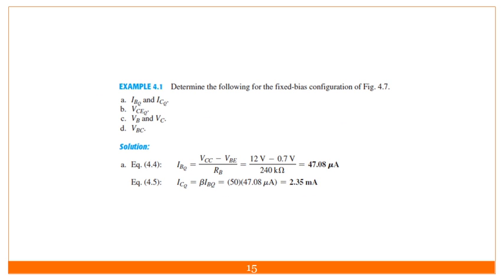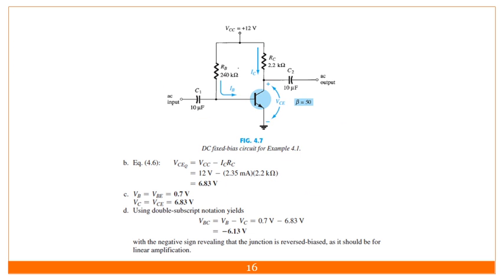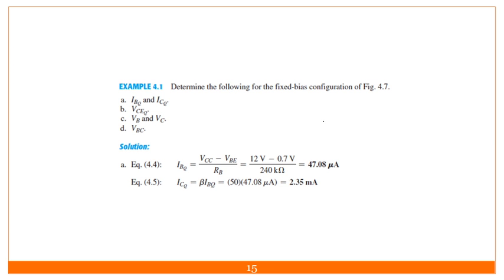So I will directly start with the problems. This is the circuit diagram, and from this you have to calculate the different parameters. This is the exam question. Directly you will find an exam question like this one. What you have to find out: the value of IB, the value of IC, then VC, VB, and VCB.